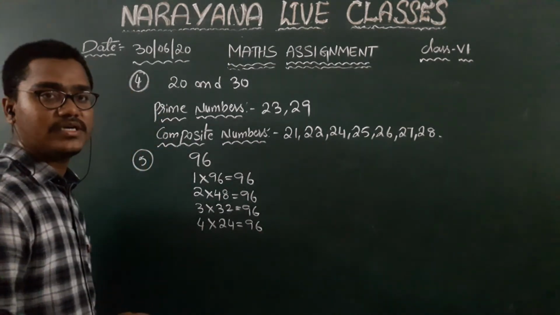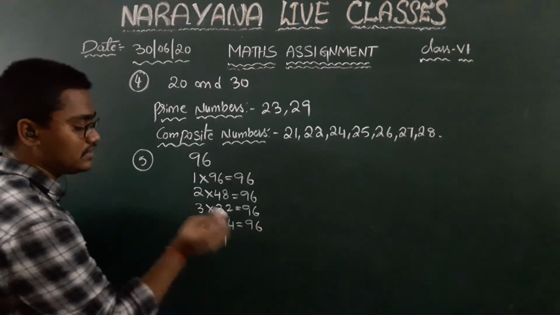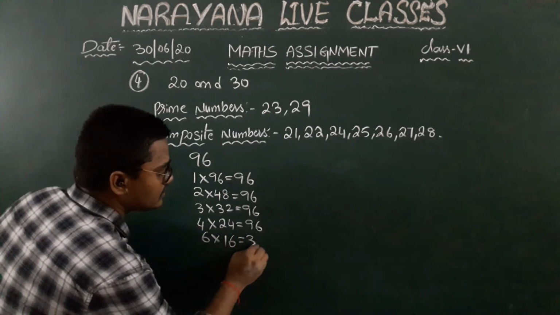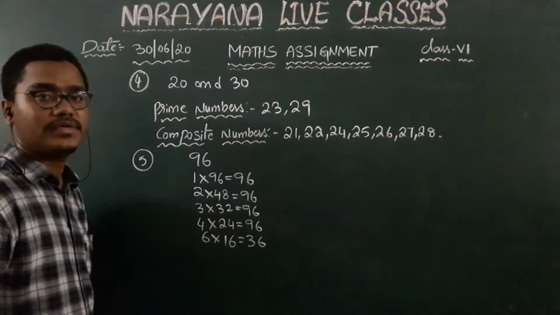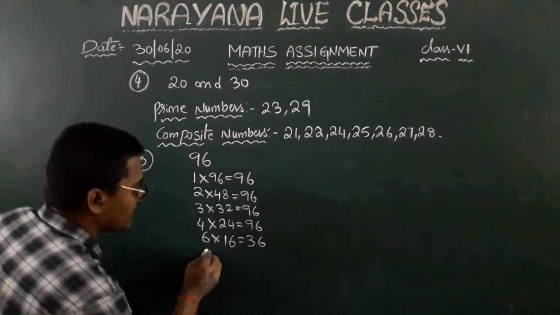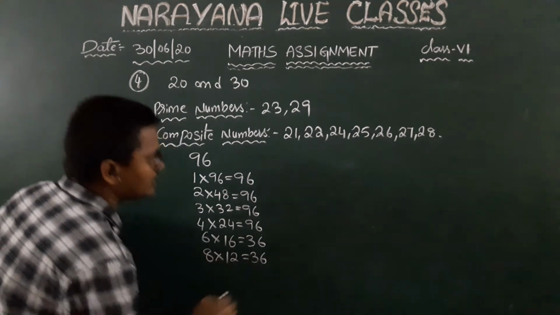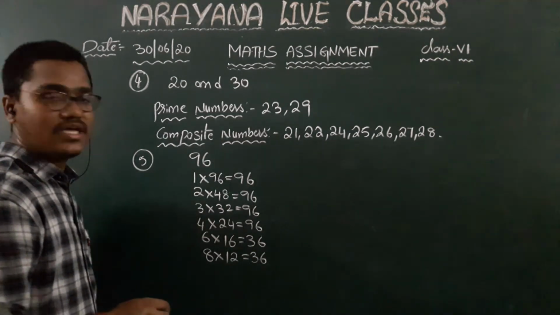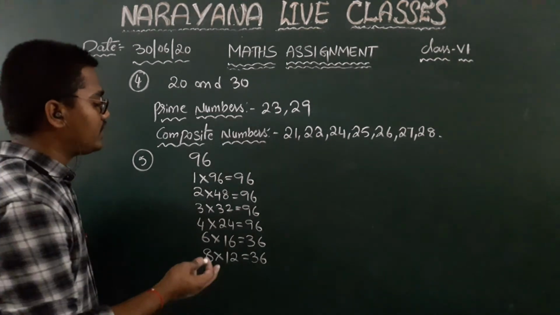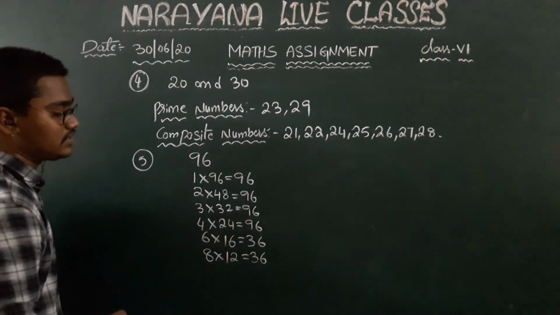In 5 table, it is not a multiple, children. In 6 table, 6 16s are 96. In 7 table, it is not a multiple. In 8 table, 8 12s are 96. In 9 table, it is not a multiple, 9 10s are 90 and 9 11s are 99. It is not a multiple, children. In 10 table, obviously it is not. In 11 also it is not. Now again in 12 table, you need to write down in the reverse order.